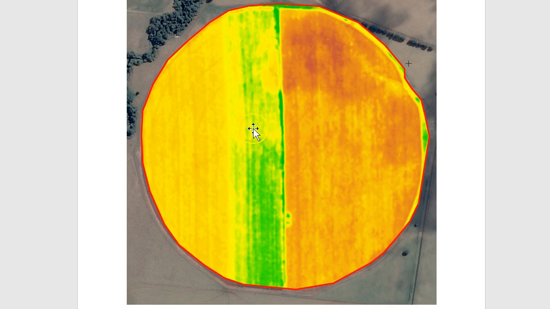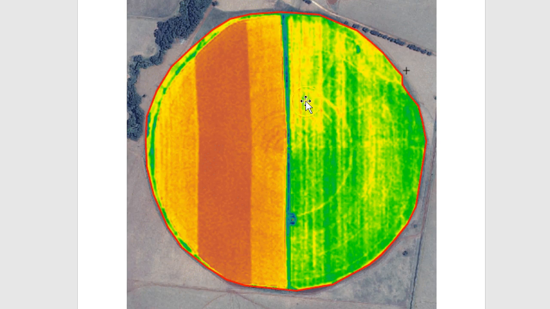Another NDVI map. I don't know if there's probably some crop in here. There's something happening here. We can see that's the steeper part of the field. So we're probably seeing some either runoff or erosion problems maybe showing up in those parts of the field.